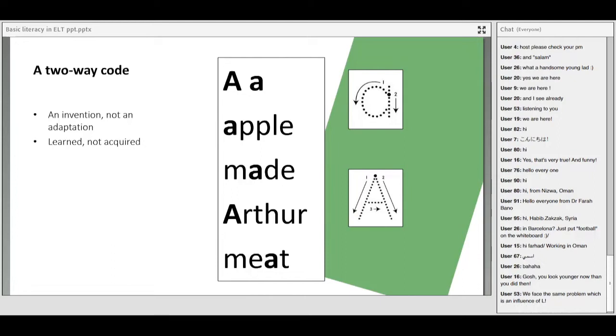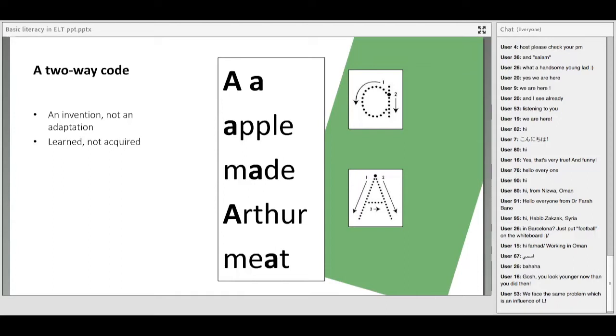Language has been around for hundreds of thousands of years, and we're not sure how it originated, but we know that we're adapted to it. But in writing, literacy is an invention that may have happened in different places, and it's learned. It's not acquired. And we know it's learned.